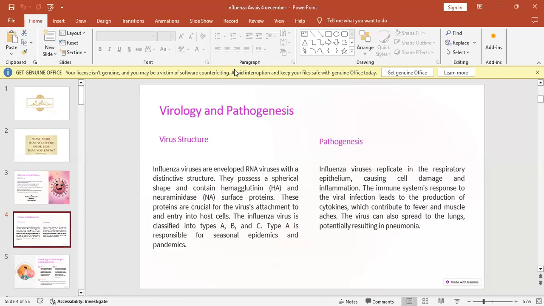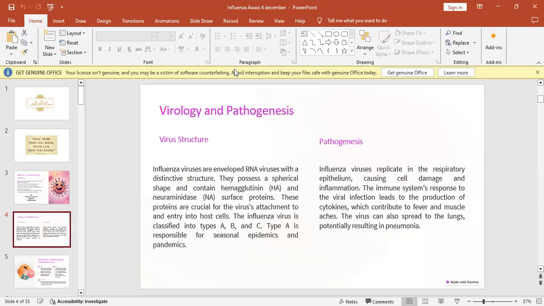Now, first we will discuss the virology and its pathogenesis. First of all is the virus structure. Influenza viruses are enveloped RNA viruses with a distinctive structure. They possess a spherical shape and contain hemagglutinin and neuraminidase surface proteins. These proteins are crucial for the virus's attachment to and entry into the host cell. The influenza virus is classified into types A, B, and C. Type A is responsible for seasonal epidemics and pandemics.